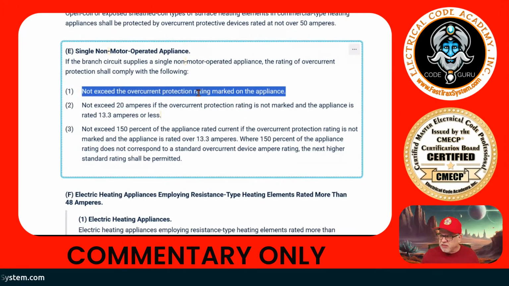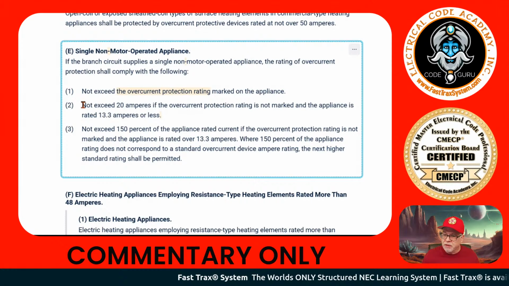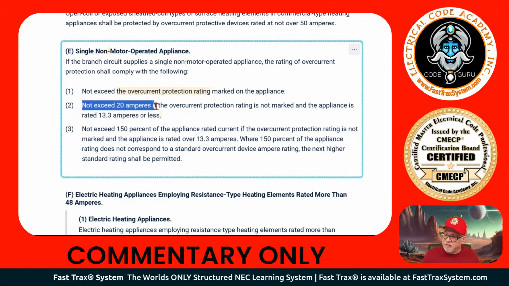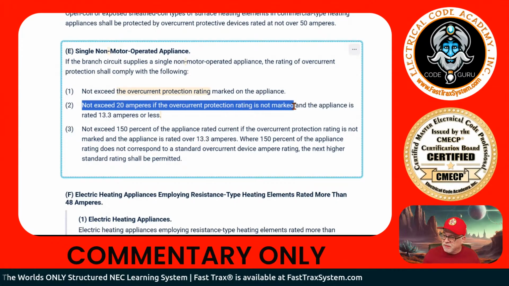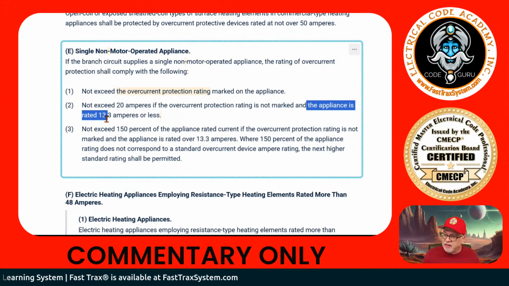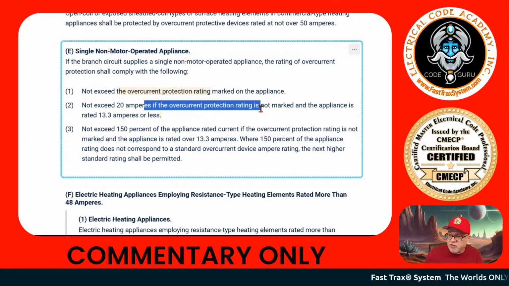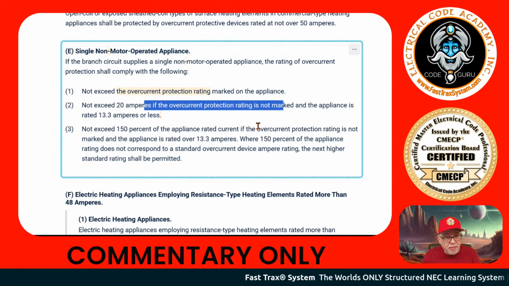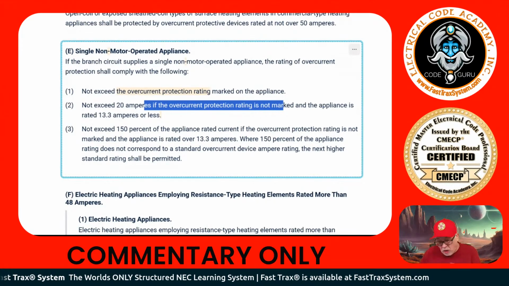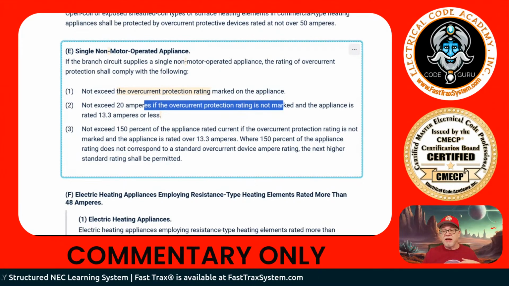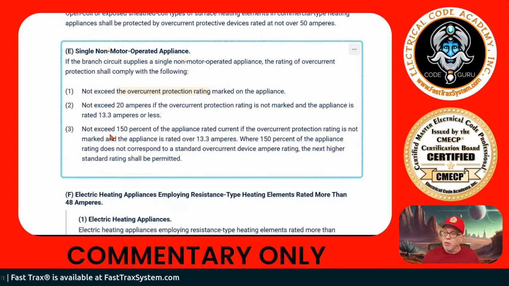Focus. All right, so it's not marked on there. We're given the values in voltage and we're given the values in wattage. So obviously the amp rating is not marked on it. Number two, not exceeding 20 amperes if the overcurrent protection rating is not marked, okay? And the appliance is rated 13.3 amps or less, okay? So the overcurrent can't exceed 20 amperes if the overcurrent protection rating is not marked and the appliance does not exceed 13.3 amps. Well, guess what? We already know ours was what? 18.75. So we're exceeding the 13.3 amps. So we're going down to item number 3.